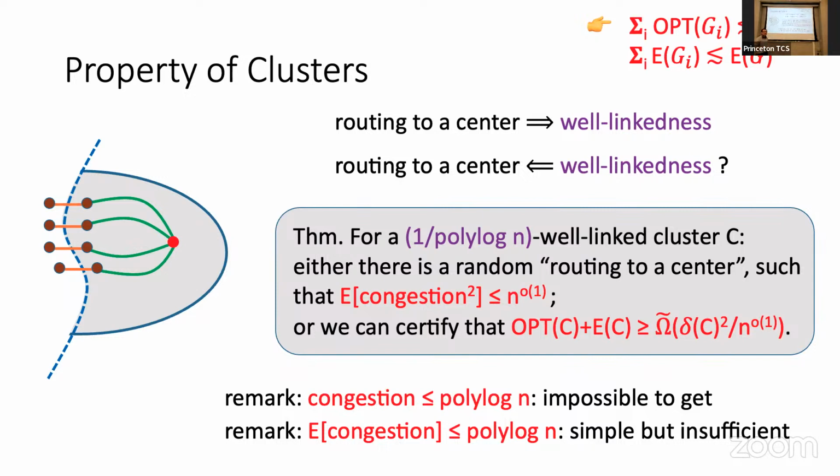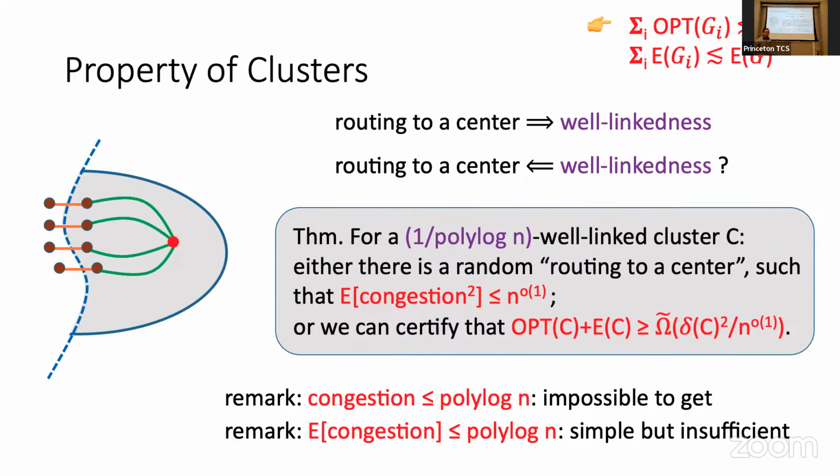Some comments: if we want to remove this expectation on the congestion, then it's not going to happen. And if we just want to ensure expected congestion, not squared, it's easy, because well-linkedness can basically just give you a polylog congestion flow. You may be familiar with something like this from expanders. So this congestion squared is what is technically hardest in this part.